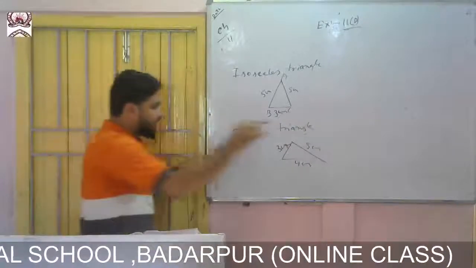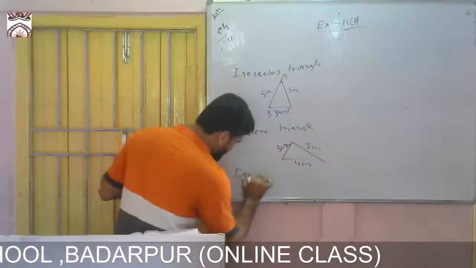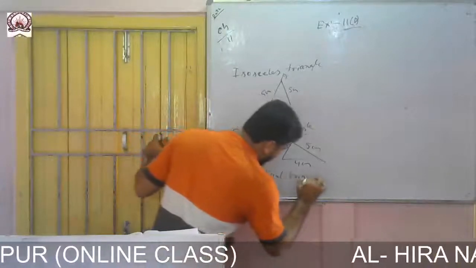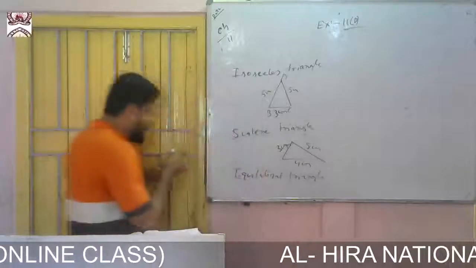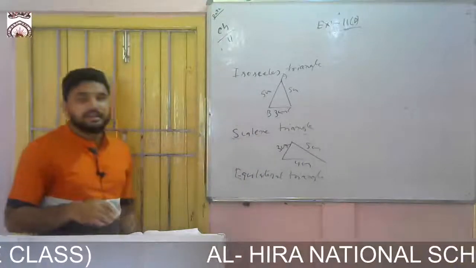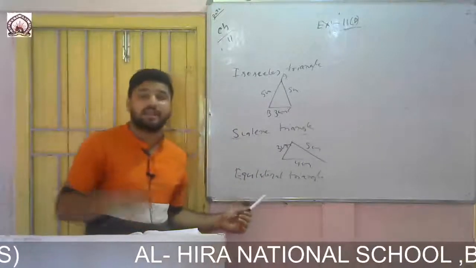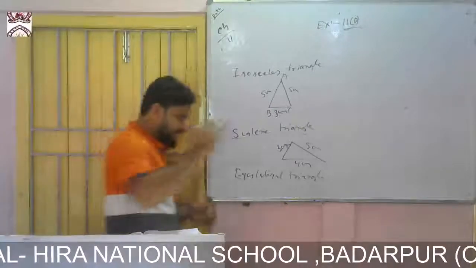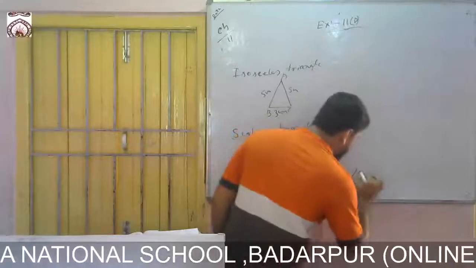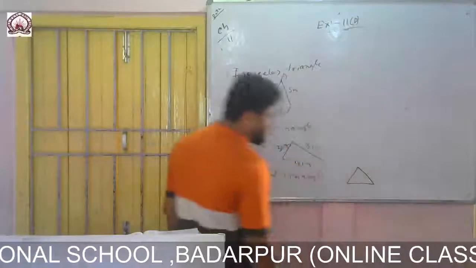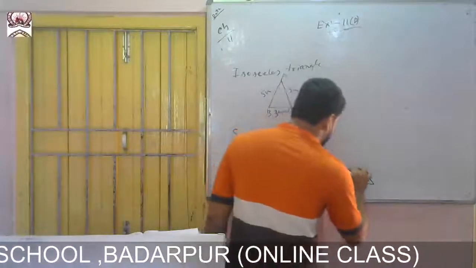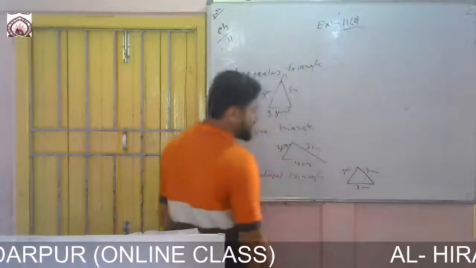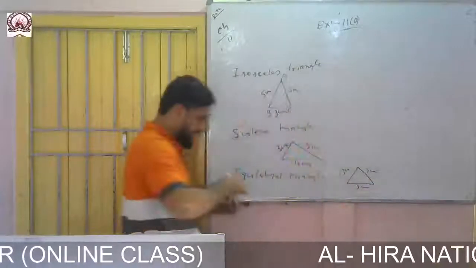Now come to the equilateral triangle. From the name you can understand, equal. Whenever the three sides are equal, then we say it is an equilateral triangle. Suppose this is an equilateral triangle. This is 3 centimeter, this is 3 centimeter, this is also 3 centimeter. So I can say this is an equilateral triangle.